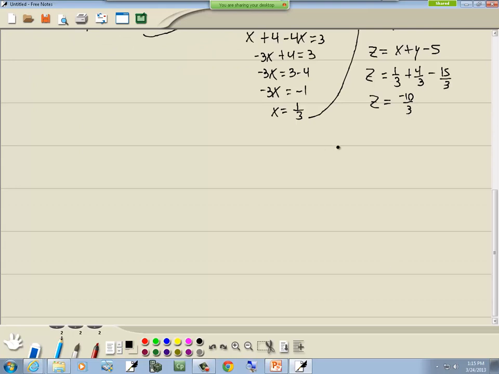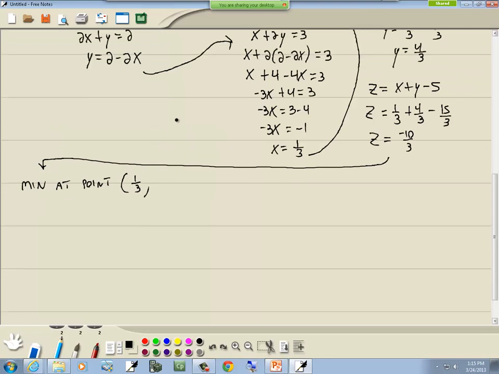So our minimum occurs at this point. The minimum occurs at the point x is 1/3, y is 4/3, and z is negative 10/3. So that's where my minimum occurs. But let's actually find out what the minimum is.